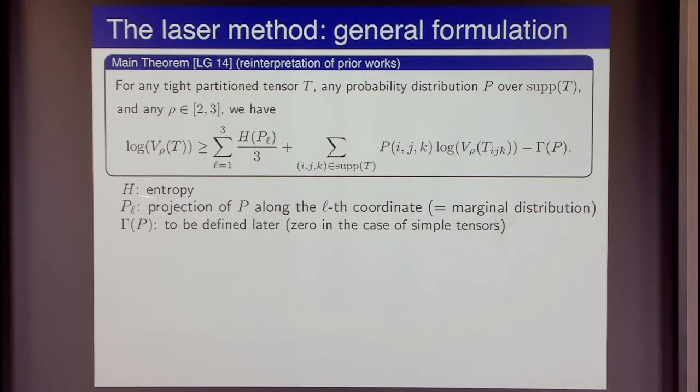Okay? And here H is the entropy. P_l is the projection of P along the l-th coordinate, so it's a marginal distribution. So there are three marginal distributions because there are three coordinates. And gamma(P) is a term to be defined later. So in the next 5 minutes, gamma(P) will be equal to 0. It's 0 for the simple cases. It becomes non-zero only for high powers of the Coppersmith-Winograd operator.